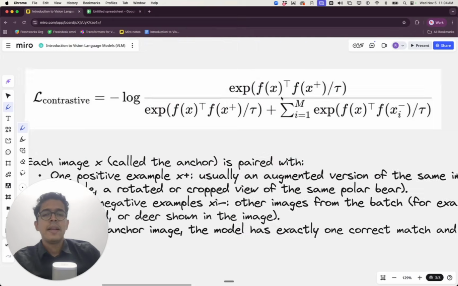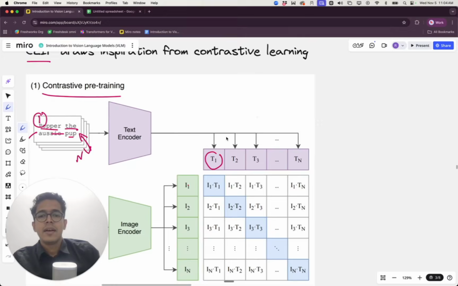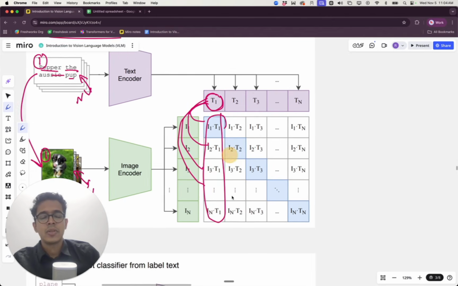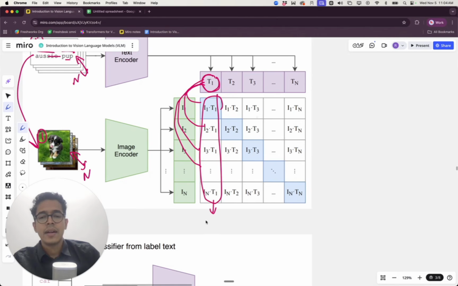Then you will take the dot product between text number 1 and image number 1, then text number 1 and image number 2, text number 1 and image number 3, text number 1 and image number 4, and so on. So then you will get the first item. So this will be the loss when you compare text 1 and any image.